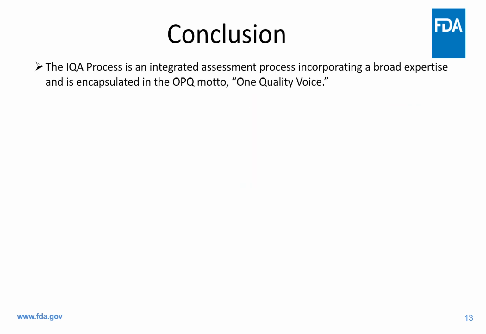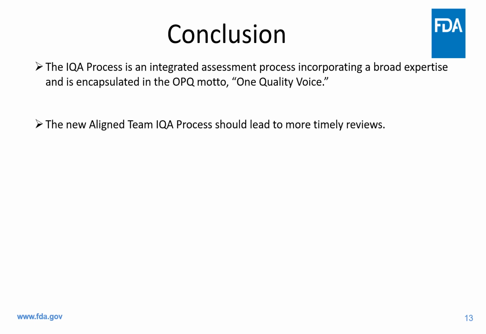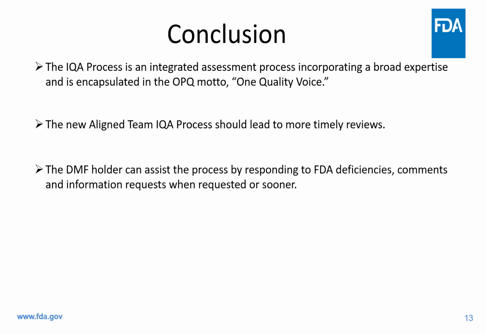So in conclusion, the integrated process incorporates a broad expertise, and it also fits in with our motto, which is one quality voice. The team must speak as one voice, which is a collection of parts. The new aligned team process looks like it's leading to better and more timely reviews. Now, you as a DMF holder can assist the process by responding to our deficiencies, comments, and information requests by the date we request or sooner. That will help us in the process tremendously.